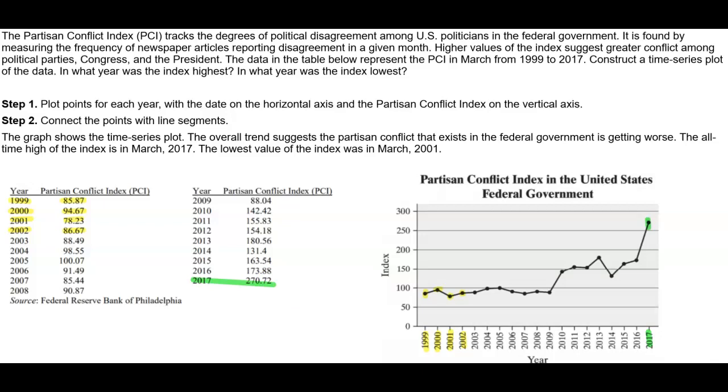Now, what represents the lowest? Well, we can see that the lowest value of the index is going to be in March 2001, because in March 2001, the lowest value is 78.23. So therefore, this represents the lowest point on the graph.